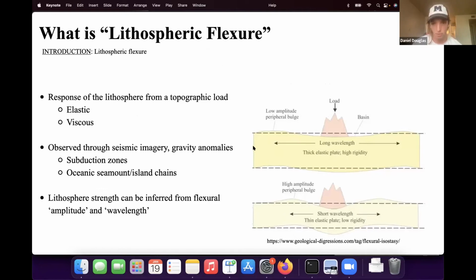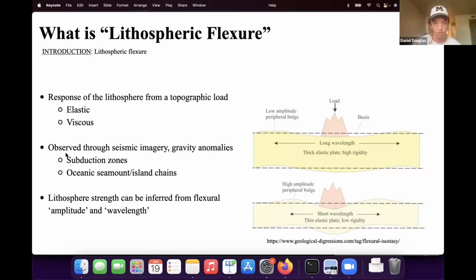flexure looks like. We have these two yellow plates. The difference between the top and the bottom is that the top is stronger than the bottom. And we have this pink island load that's being placed downward onto the lithosphere. And relative to these black dashed lines, which is the undeformed lithosphere, you can see that you get downward flexure beneath the island, and then uplift distally away from the island. And this is the characteristic shape of what flexure looks like in the lithosphere.